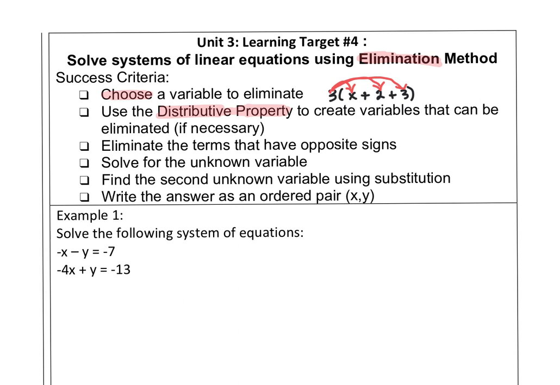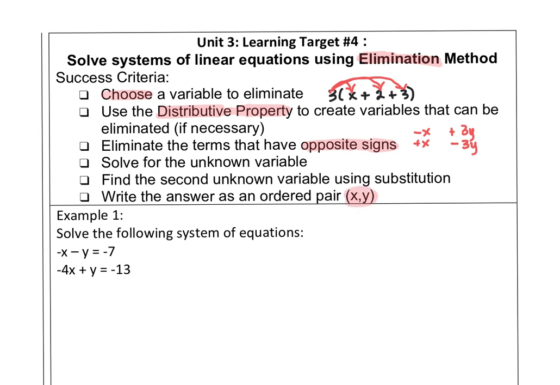Then we are going to eliminate the terms that have opposite signs. So opposite signs are when I have a negative x with a positive x, or a positive 3y with a negative 3y. So those are opposite signs. One positive, one negative, different signs. Then the last 3 steps are very similar to substitution. We solve for the unknown variable, then we find the second unknown variable, and then we write our answer as an ordered pair, x comma y.